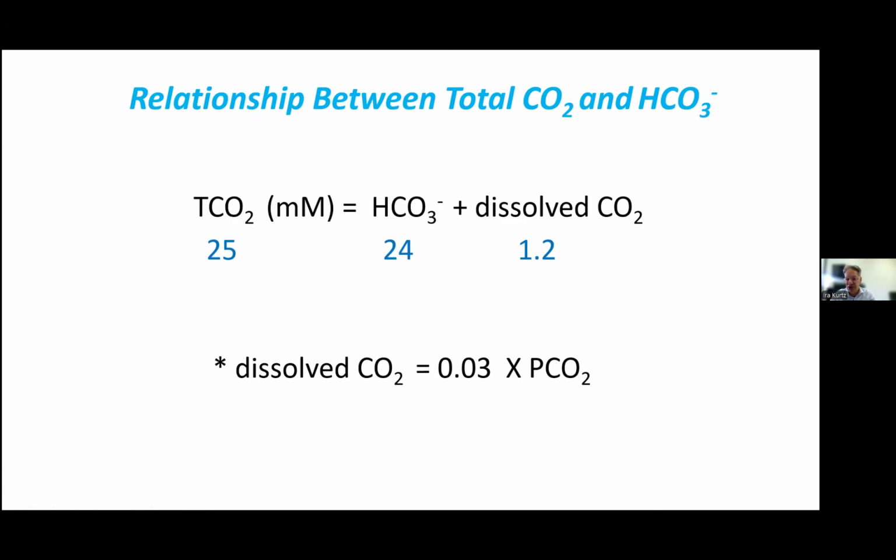Every gas has a solubility coefficient. Nitrogen does, oxygen does. The solubility coefficient for carbon dioxide at 37 degrees, at the pressures we deal with, and the ionic strengths of the other substances in blood, is around 0.03. And that's how we get the 1.2. But again, you can see if this is 80, this is going to be 2.4. So it really depends on the PCO2.